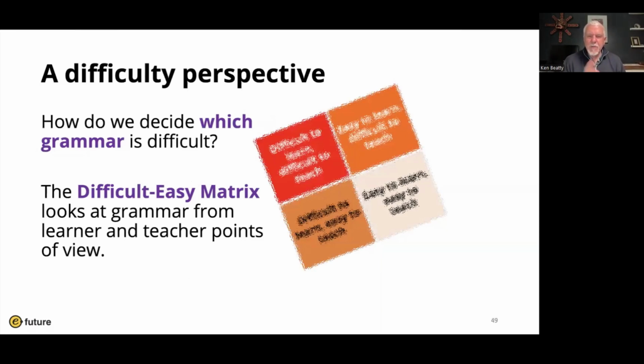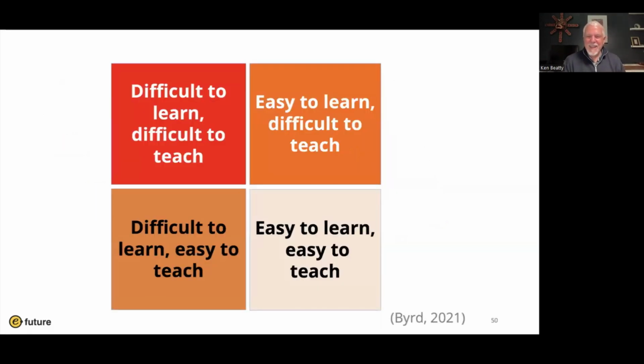So there's a perspective on difficulty. How do we decide which grammar is difficult? Curiously, there was a professor at Georgia State University who put together this great idea. It's called the difficult easy matrix, and it looks at grammar from learner and teacher viewpoints. It's really quite clever. I looked at this and I thought, oh, that's stupid. It doesn't make sense. But then I kept looking at it, and Pat Bird is the person who put this together in 2021. Difficult to learn and difficult to teach.